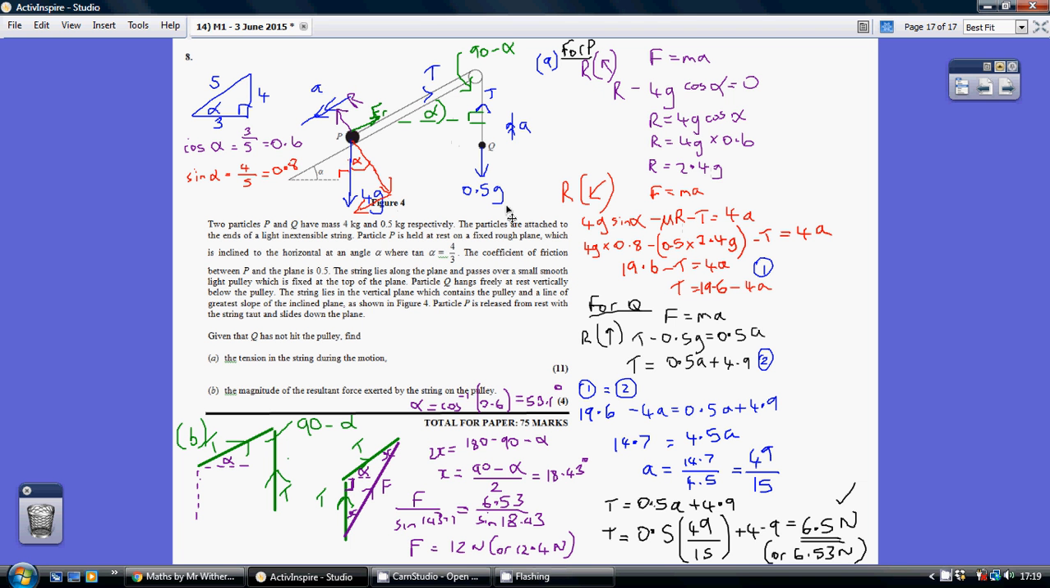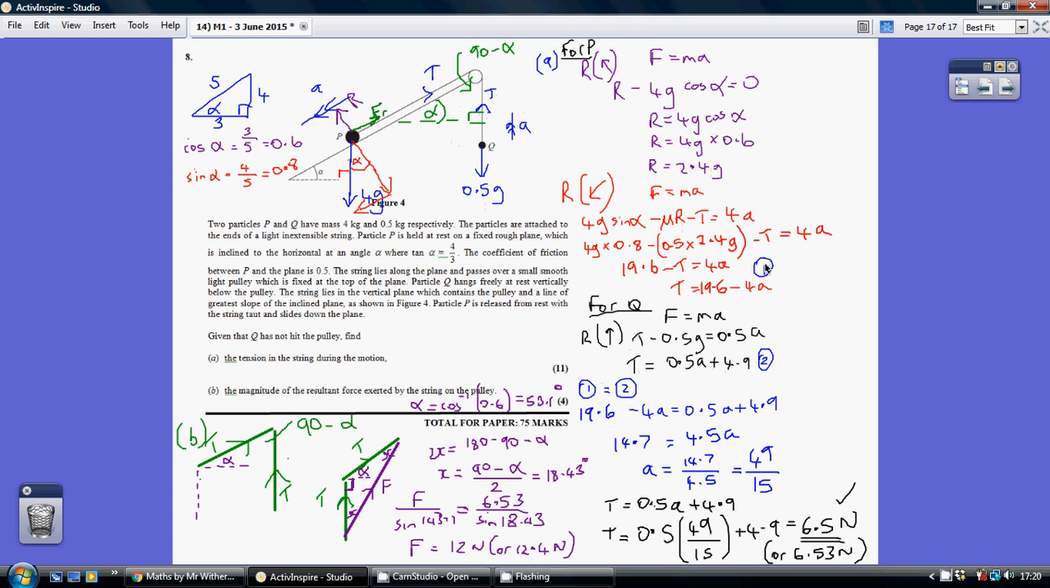Now start again. Let's now just go and look at Q. Now Q is a lot more straightforward. I'm going to choose to resolve in an upwards direction. It's always sensible, I think, to resolve in the direction of the acceleration. So again, my starting point is F equals ma. So my net force here is tension going upwards, take away my weight going downwards. So T minus 0.5g equals my mass of 0.5 kilograms times my acceleration, giving me a second equation when I rearrange of T equaling 0.5a plus 4.9.